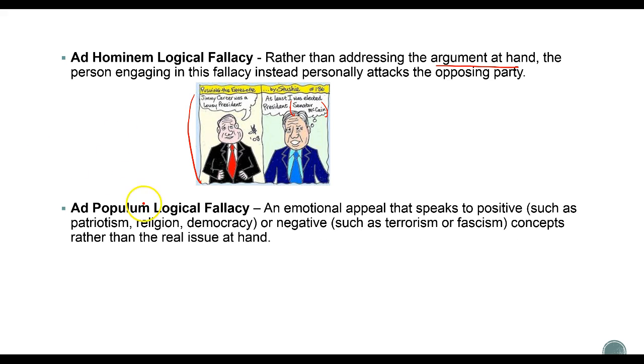The ad populum logical fallacy is an emotional appeal that speaks to a positive, such as patriotism or religion or democracy, or a negative, such as terrorism or fascism, or deals with these sorts of concepts of good and bad as opposed to the real issue at hand.